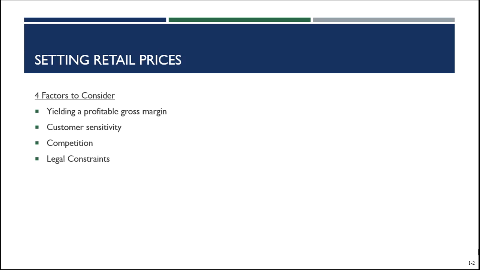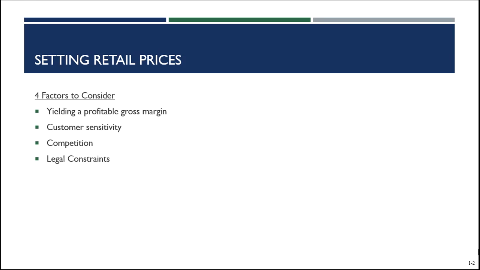The first, of course, is yielding a profitable gross margin. We want to make more than what we paid to bring that item into our store. The second factor that I consider is customer sensitivity. What is my target market willing to pay for that product? I also consider competition. How are my competitors setting the prices on the same products? Do they set theirs higher or lower than mine? And the last thing I consider is legal constraints.